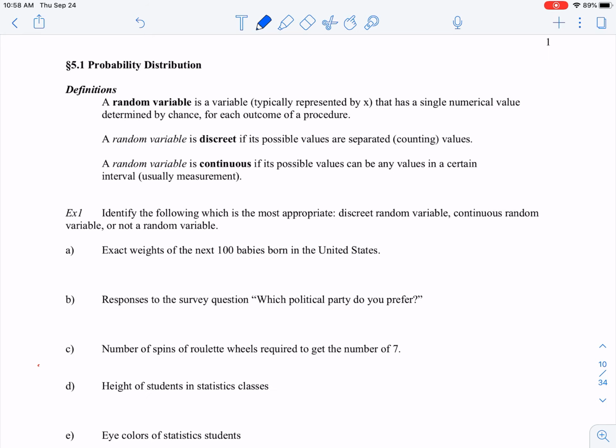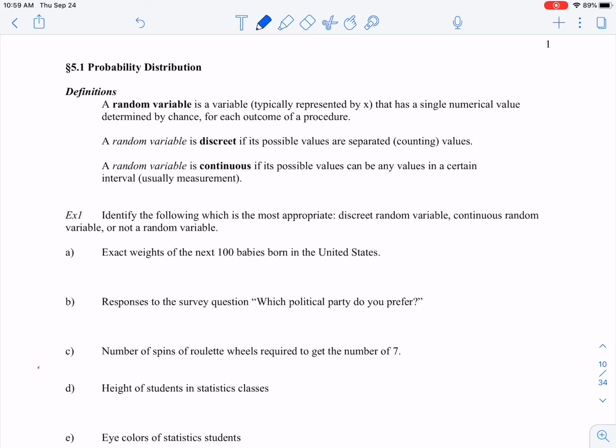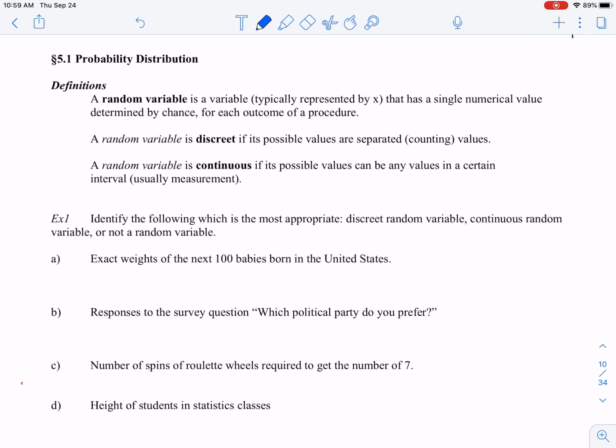But anyway, so let's get back to 5.1. I like to start out this lesson with several definitions and also notation as well when we get to the second part of this. So let's start with the first definition here. We define a variable to be random if it has a single numerical value and it's determined by chance, for each outcome of a procedure. So given procedure, we can have an outcome that is determined by chance, and the outcome is a number, and it is typically represented by the variable x. So we call that random variable.